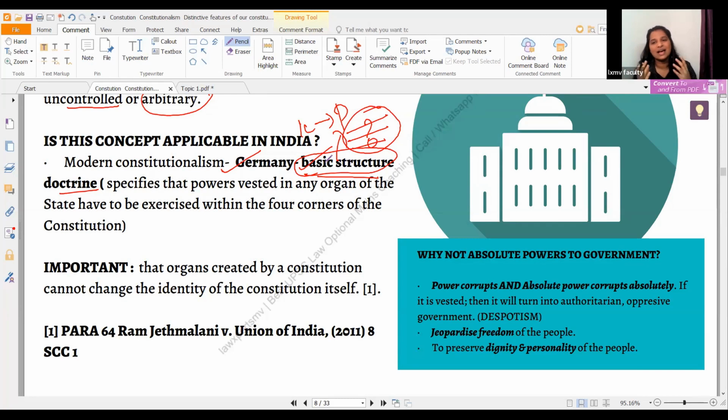One such basic structure is our preamble. Whatever given in the preamble is a basic structure. Fundamental right is a basic structure. This has been identified in different cases. So the point is the identification, creation, or adopting the basic structure doctrine is a feature of constitutionalism. Okay, limiting the government.